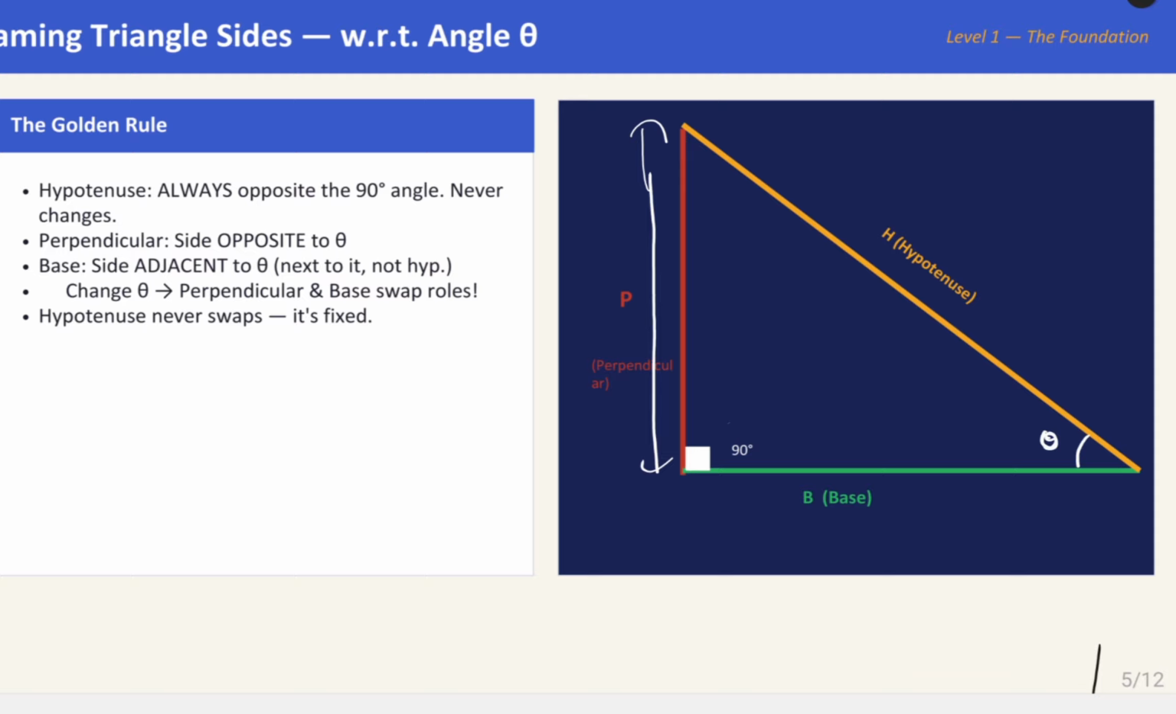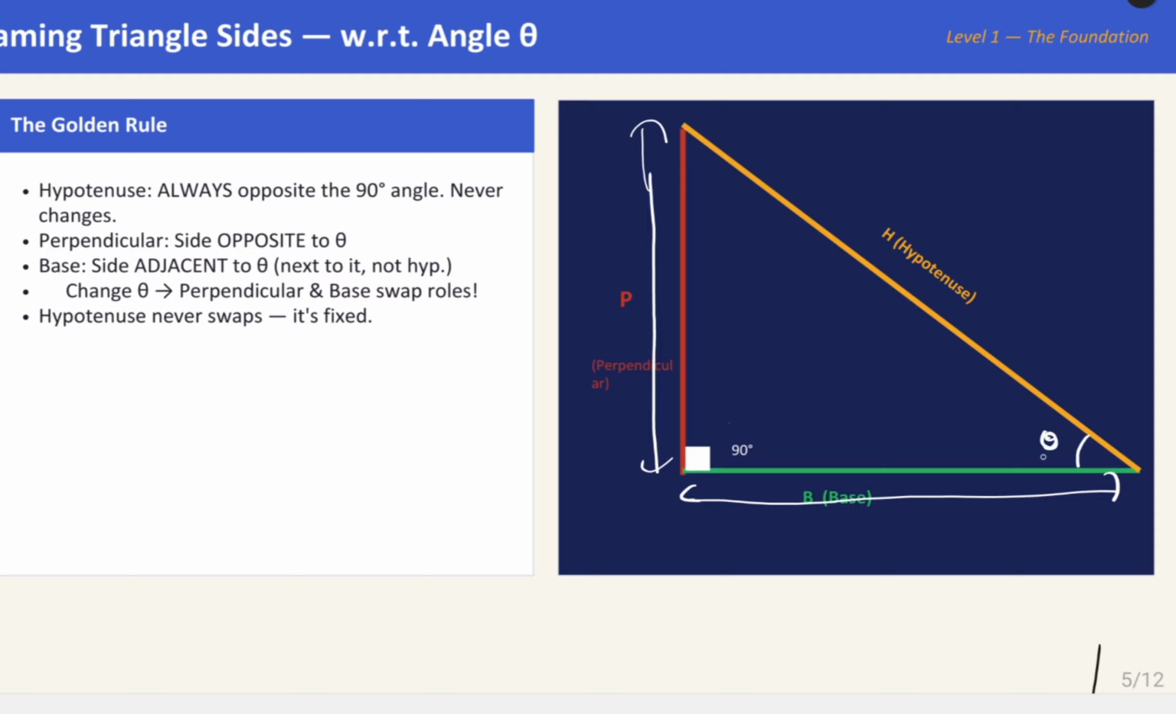Okay, and about the base, the side right next to theta, the adjacent side, not the hypotenuse, this is known as the base. Always remember this. So if there is one important thing: if you shift theta to the other angle, the perpendicular and the base swap names. The sides themselves don't move, only the label changes based on which angle you are talking about.